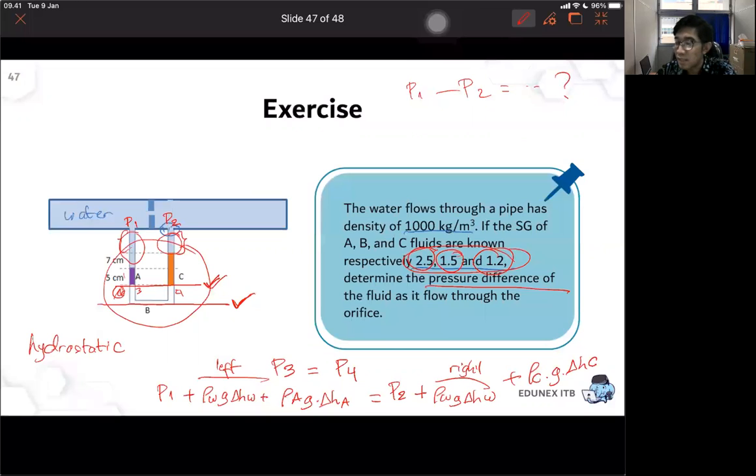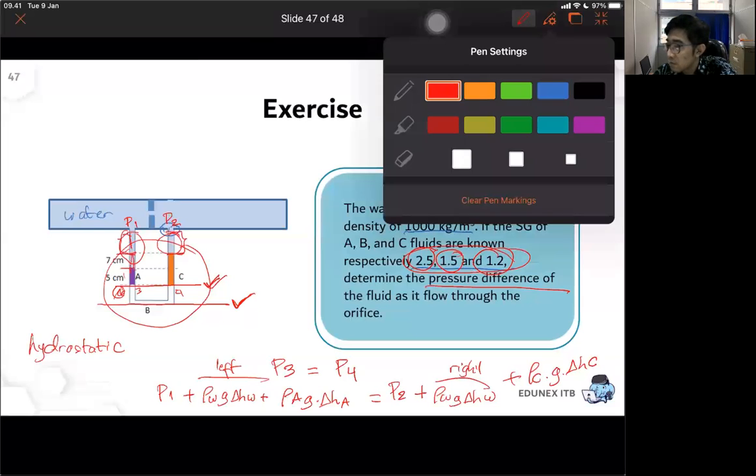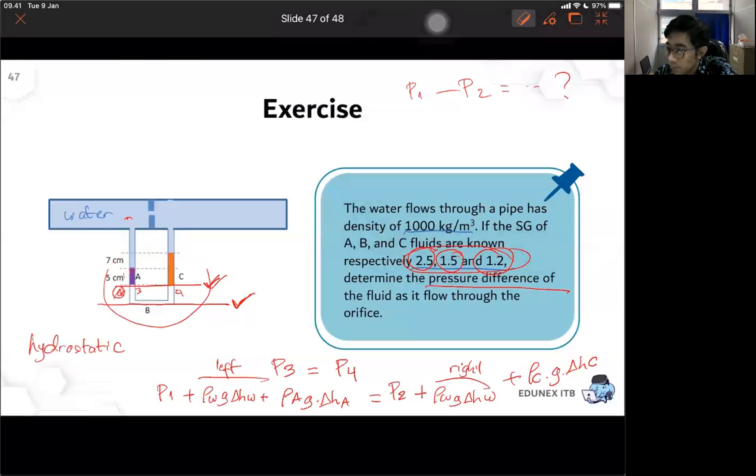You can divide the rho water times G times delta H water into two parts: the first leg of water, which is the same as this one, and the second leg, which is 7 centimeters. You can, right? Okay, sir. So the rho GH in this part will be the same, right? Yes, sir.